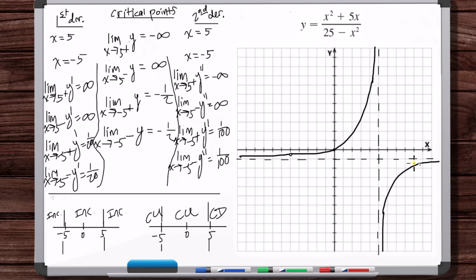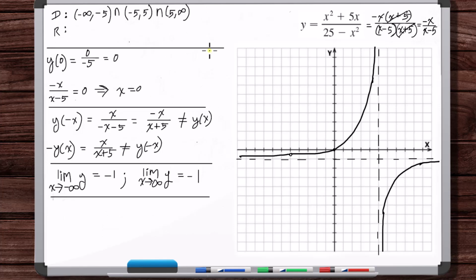That's it. Now we can fill out the range. Looking at this, what's the range going to be? It's all real numbers except for -1. It could be anything, but there's no x that you can input. You could input any x that's within the domain, and you could get any number on the y except for -1.